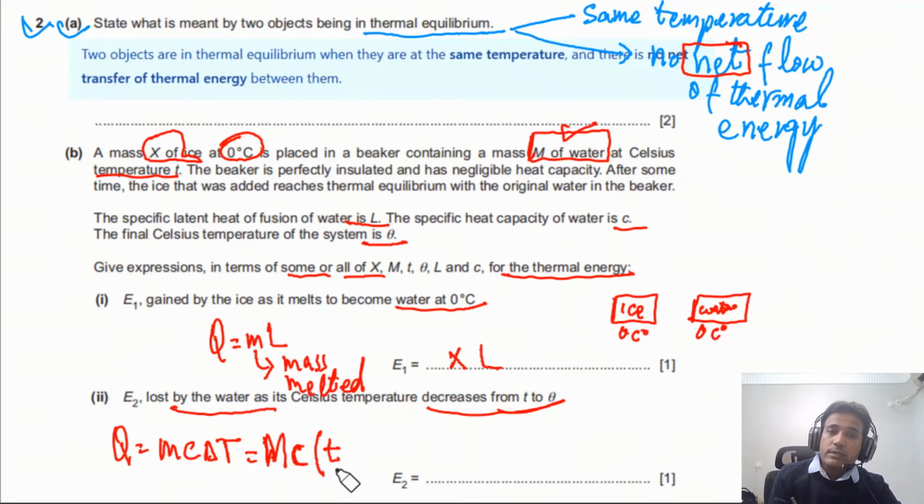If you write theta minus T, your answer will be negative, means it is losing thermal energy. So this is simply T minus theta. So this is initial temperature, this is final, so this will give us positive answer. But if we use theta minus T, final temperature minus initial, our answer will be negative. That also represents that water is losing thermal energy. So this is how you need to understand and how you need to answer this question. So the answer for this question is capital M, small c, T minus theta.